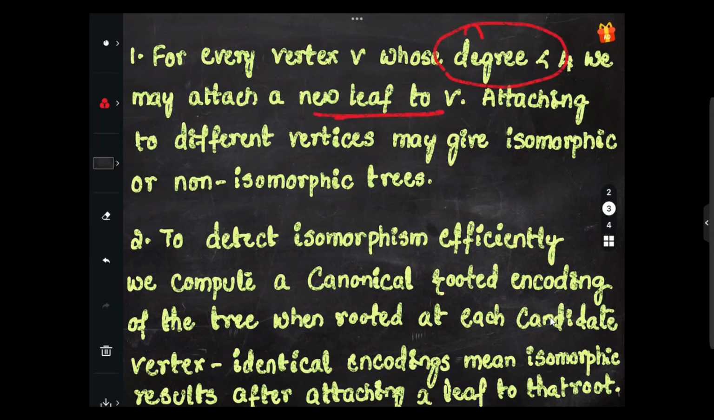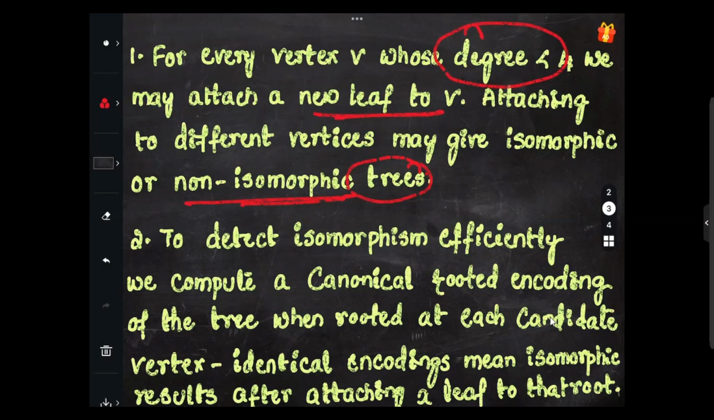So this is the criteria they have already mentioned in the question. Attaching to different vertices may give isomorphic or non-isomorphic trees. So this is fine. Now we have the idea. Let's move on with the next part.